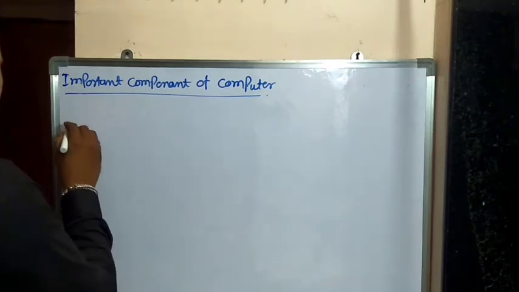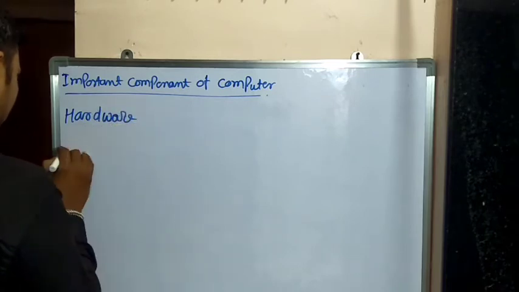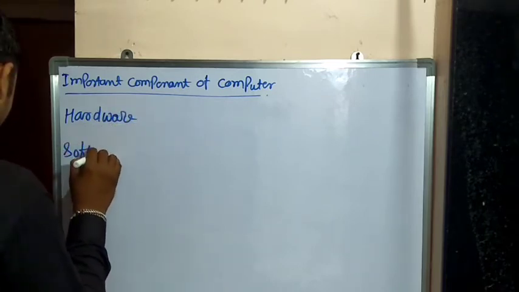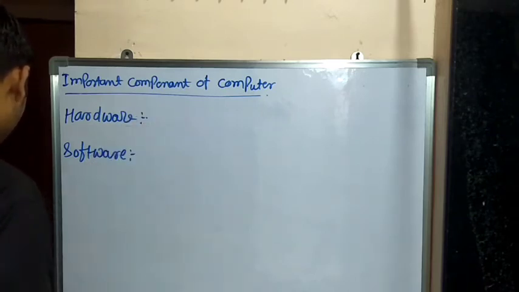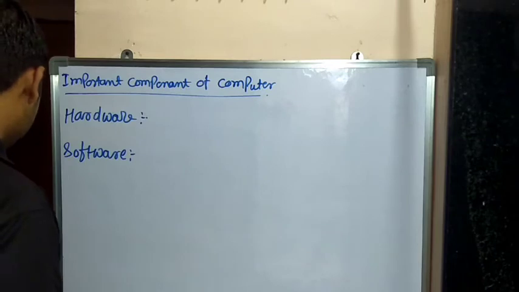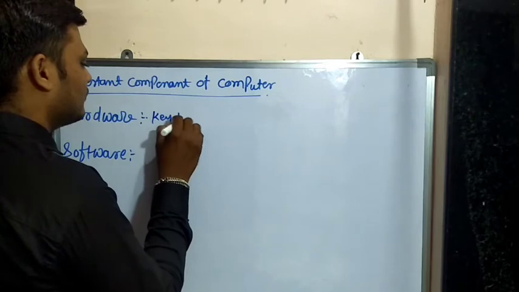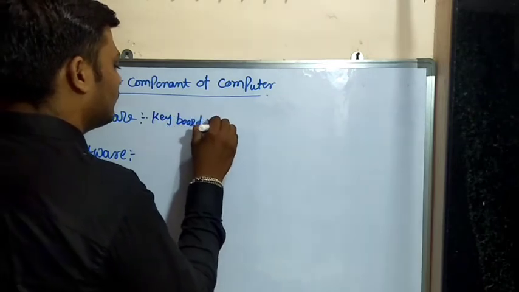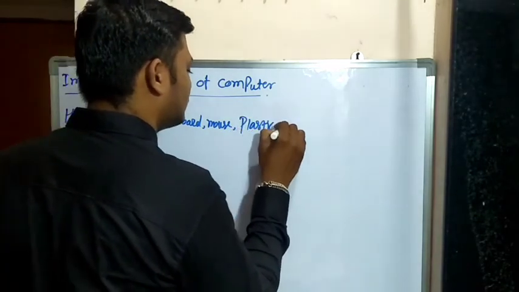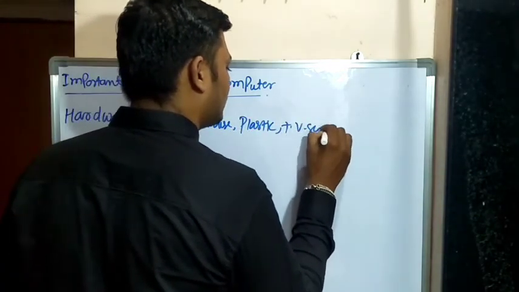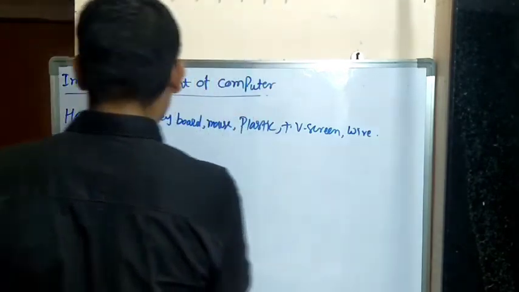These are, first, hardware, and second, software. Hardware consists of all the electronic and mechanical parts used in the computer, such as the mouse, keyboard, fiber or plastic, TV screen, and wire. All are hardware.